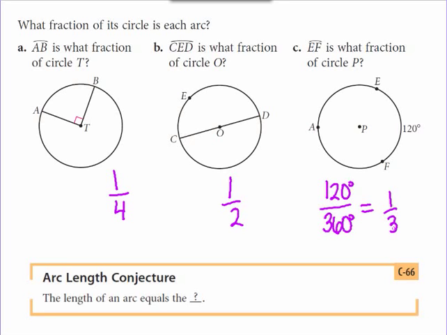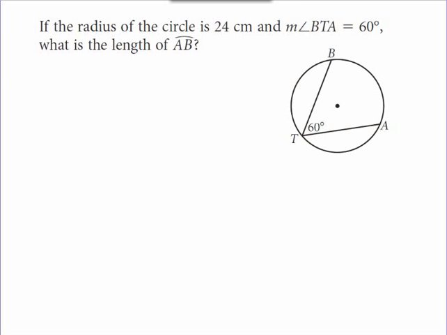So consequently we have a conjecture here. The conjecture states as follows. The length of an arc equals the measure of the arc divided by 360 degrees times the circumference. Okay, so the length of an arc equals the measure of an arc divided by 360 times the circumference. Let's make sure you get that down. The measure of the arc divided by 360 degrees times the circumference. Okay, so now let's go ahead and look at the next question.